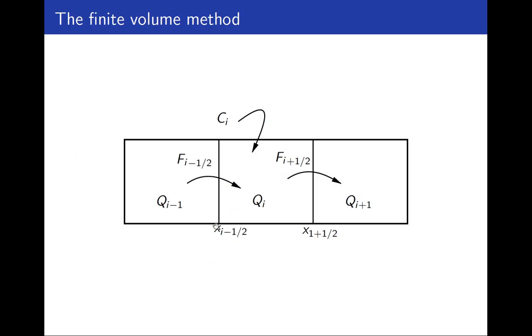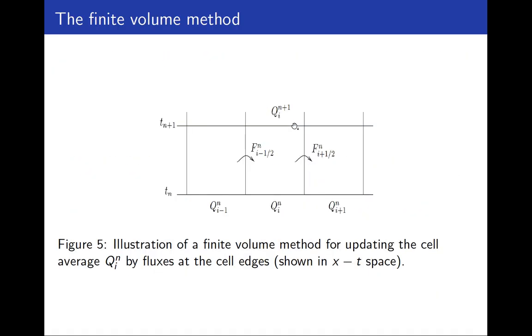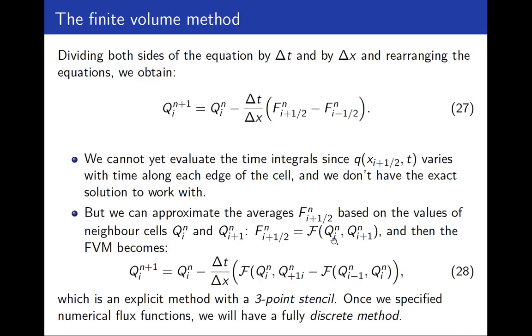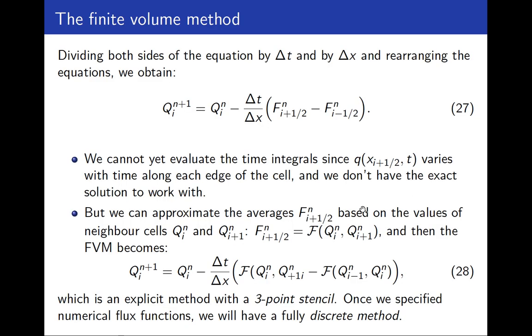So that means that, for instance, in order to evaluate this flux at this border, we can use the values of q from this cell and the values of q at this cell. And the same applies here. In order to approximate this flux, we can use the values of q from this cell and the values of q at the right cell. So that means that F at this border is a function that is going to depend on the value of q here and the value of q to the right. And then the finite volume method, this equation 27, becomes equation 28.